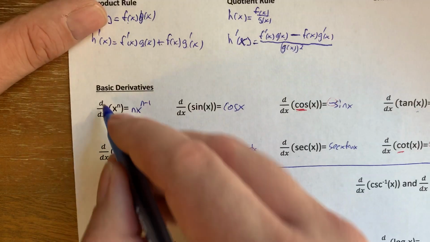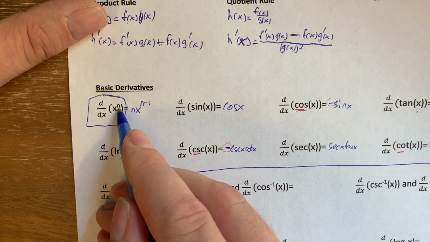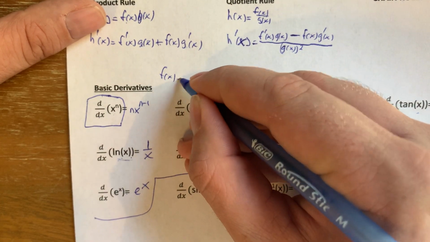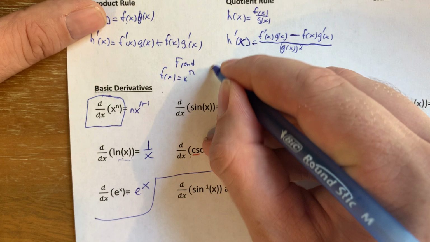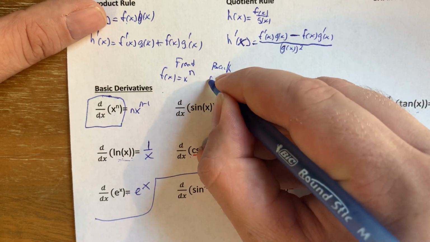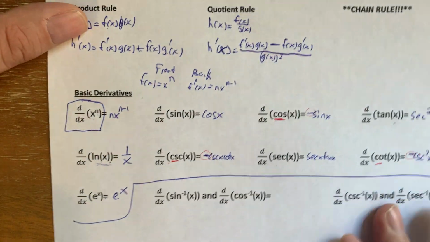So on the front, you should put something like the derivative of x to the n, or you could just put f of x equals x to the n. And on the back, put f prime of x equals n x to the n minus 1. And then you just flip them over, right? So let me show you what making this should look like.